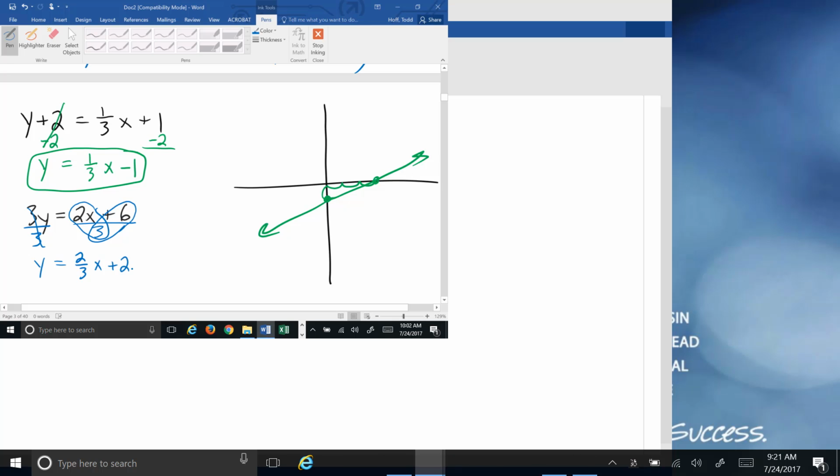So where are we going to start graphing that one? Positive 2 from 0, yep, right there. From there, we're going to go now up 2 more. Yep. And over 3, right there. Looks like that.